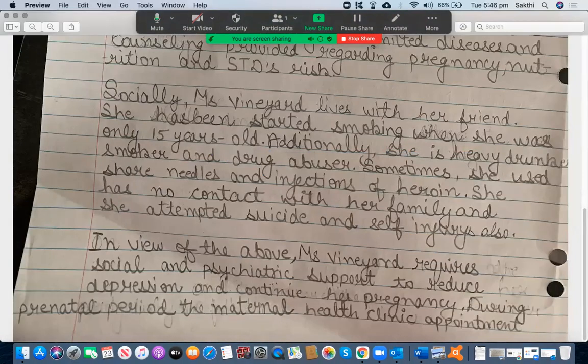And injections of heroin. That's okay. She has no contact with her family and she attempted suicide and self-injury also. Self-injuries, there's a spelling mistake, plus that must be one word only. Okay, I will write it down. What do you have to do?